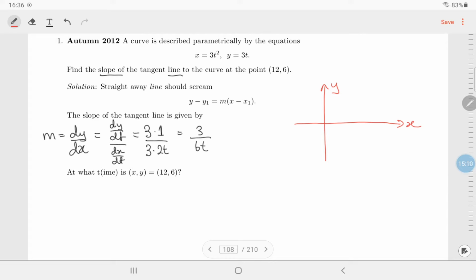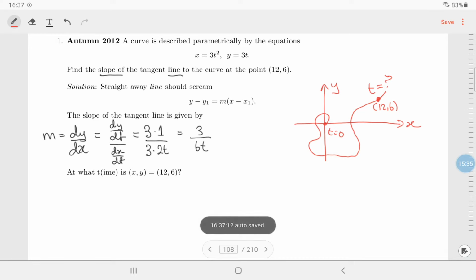So at t equal to 0, the x and y coordinates are equal to 0. Now it doesn't do this, but say it goes off and does this thing. And the question is, after what amount of time am I at the coordinate (12, 6)? So t equal to what at (12, 6)? Because you have the slope in terms of t, it's 3 over 6t. But the question is, what's the t value?